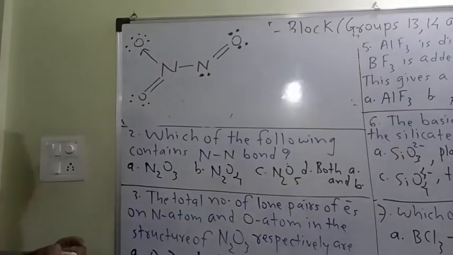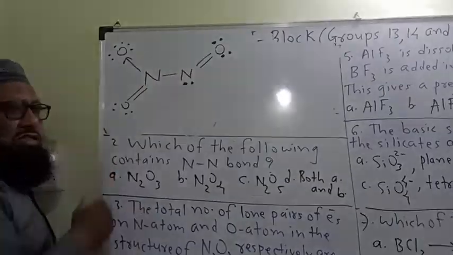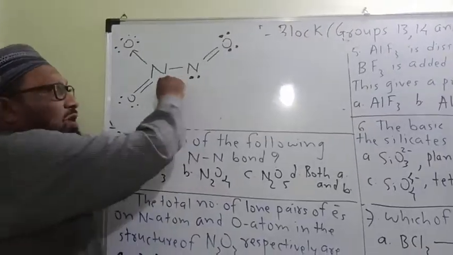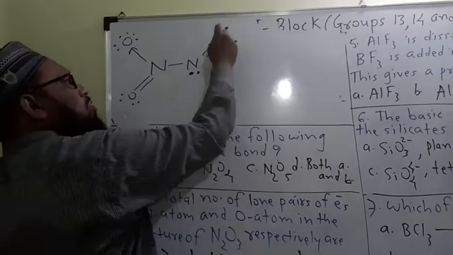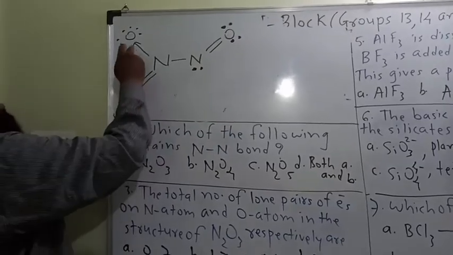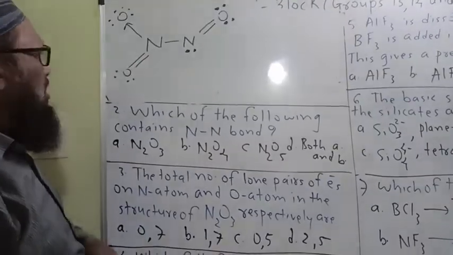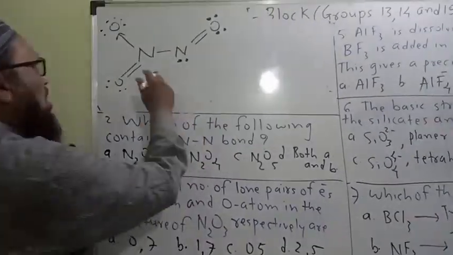Let us count the total number of electrons. I mentioned earlier 18 plus how many electrons here? 6 into 3, 18 plus 10. Total 28 electrons. 2, 4, 6, 8, 10, 12, 14, 16, 18, 20, 22, 24, 26, 28 electrons. This is the structure of N2O3 which contains NN bond in it.